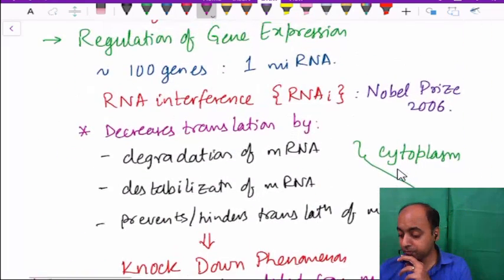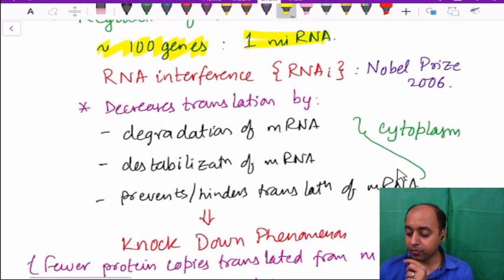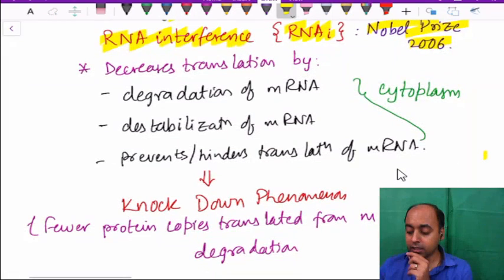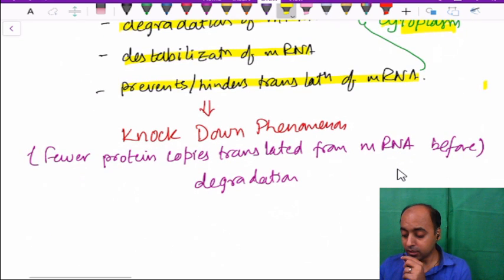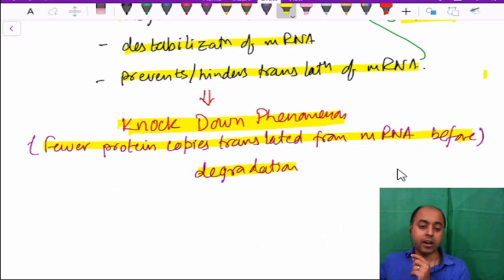So I'll quickly repeat. The function of microRNA is it regulates the gene expression. Regulation is very efficient. Up to 100 genes can be regulated by one single microRNA. The way by which the regulation occurs is known as RNA interference, in other words the RNAi, the Nobel Prize for which was given in 2006. The RNA interference acts by degradation of messenger RNA, destabilization of messenger RNA, and prevention of translation of messenger RNA, all of it occurring in the cytoplasm. The result is what is known as the knockdown phenomena, meaning fewer protein copies are translated from messenger RNA before the RNA gets degraded. So this is about the microRNA that you need to know about.